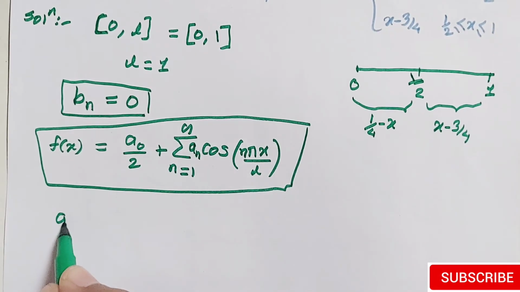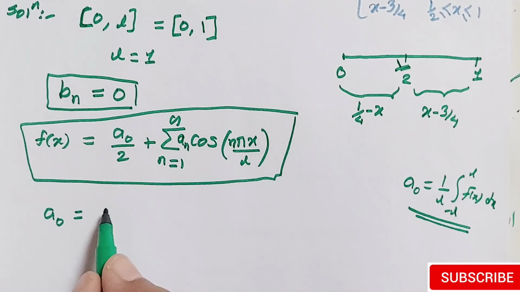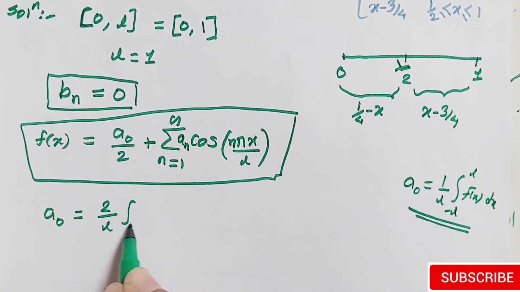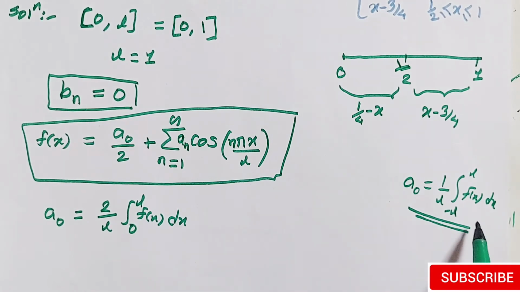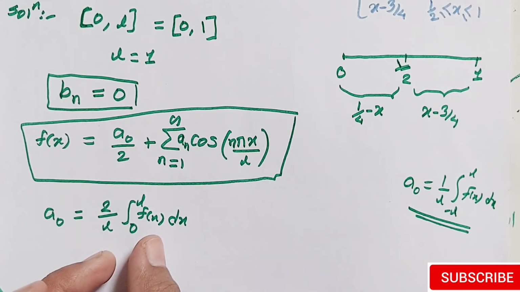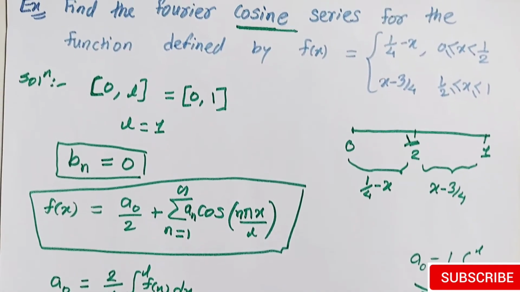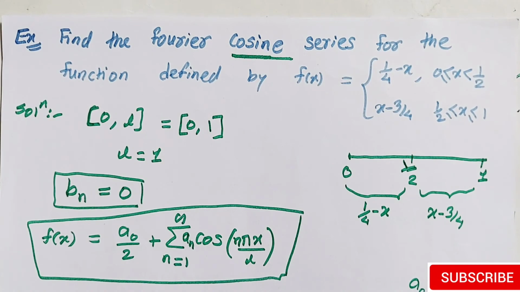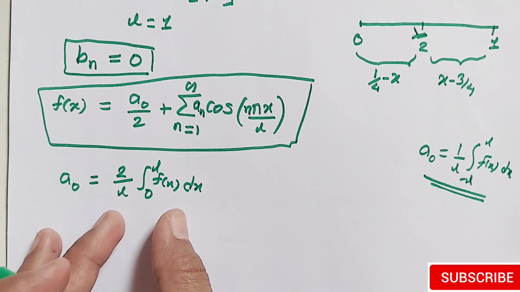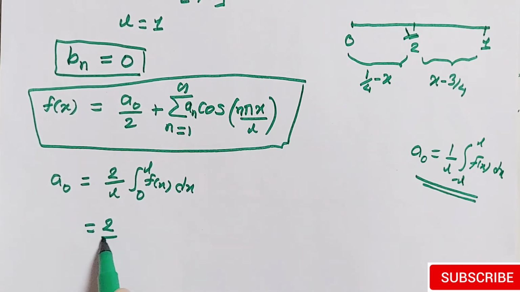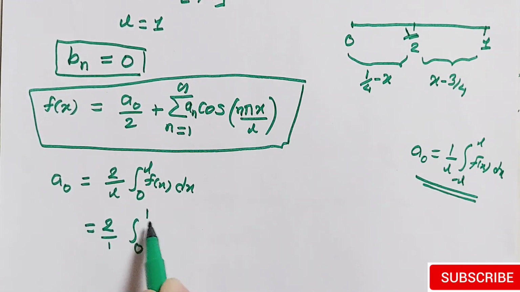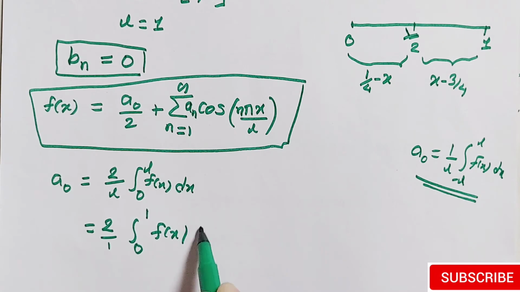The formula for finding a0 is 2/L integral 0 to L f(x) dx. Just like an even function, if the function is even, then we take this one. But we don't know about even and odd for the given function. We are directly asked to find the cosine series, so we directly have to use this formula. Here L is 1, so that means 2/1 integral 0 to 1 f(x) dx.